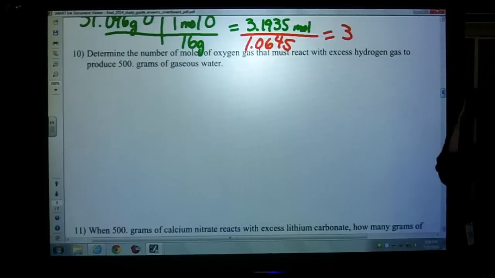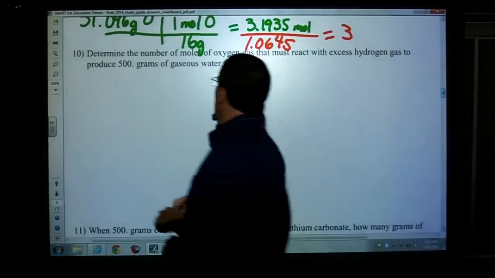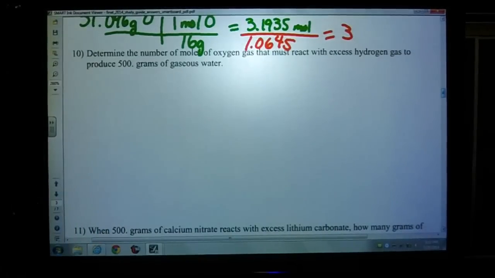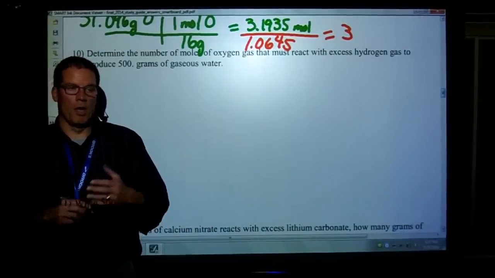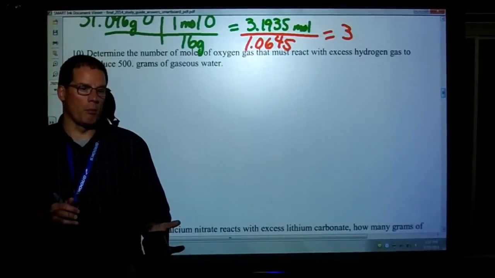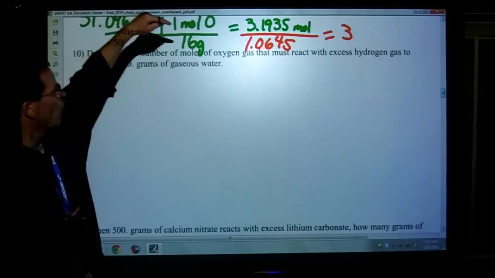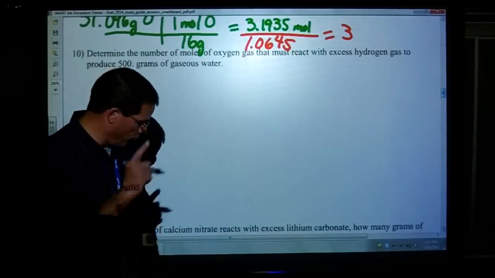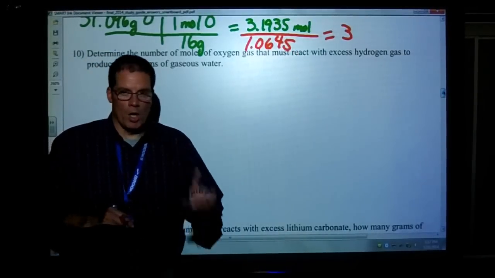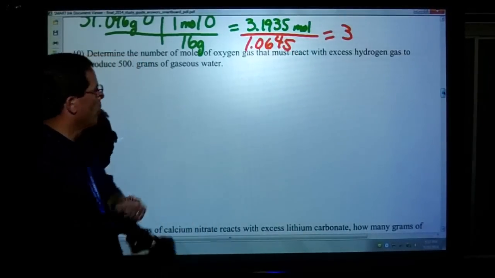Number 10. Determine the number of moles of oxygen gas that must react with excess hydrogen gas to produce 500 grams of gaseous water. So now we're moving forward into stoichiometry. You know you have a stoichiometry problem when you are given more than one type of reactant. Pretty cool. So step one, always write a balanced equation.